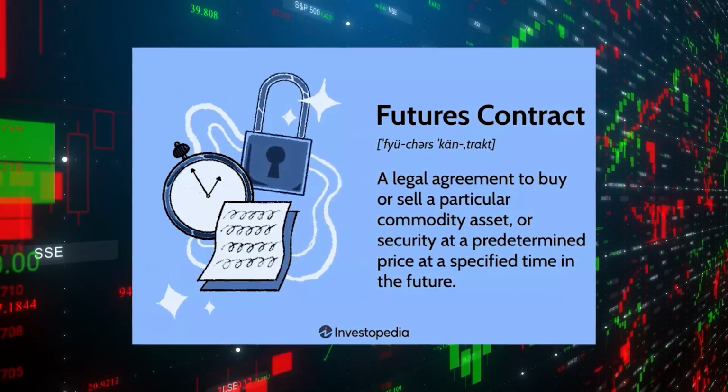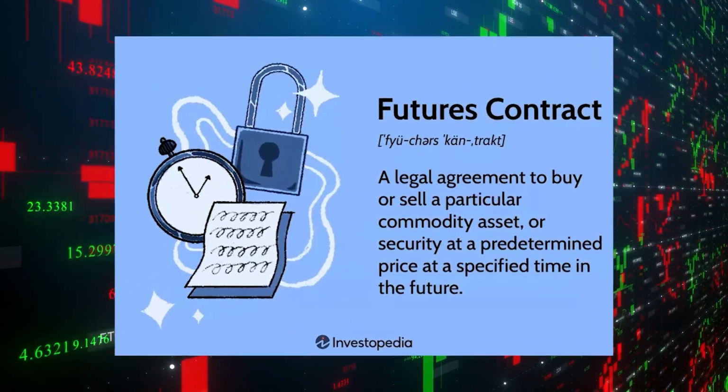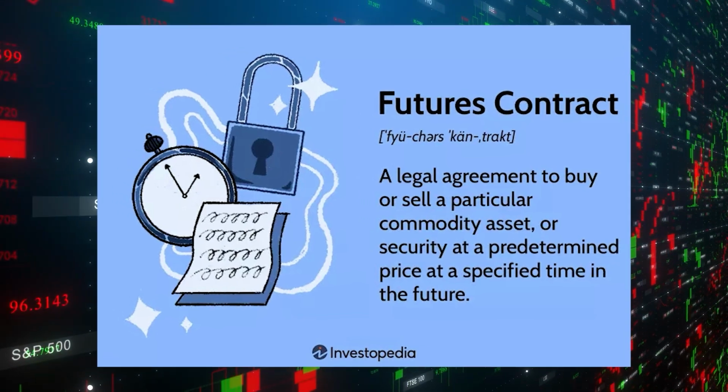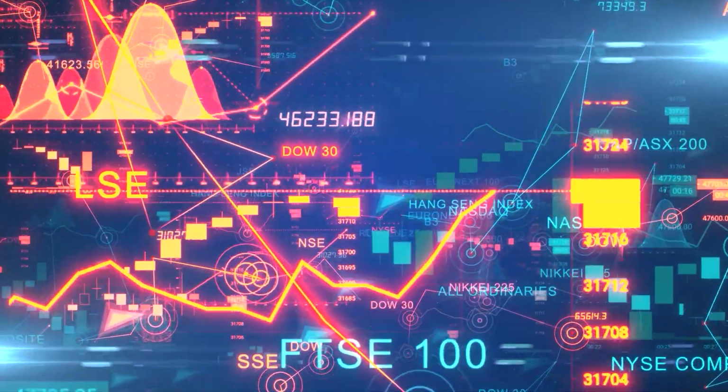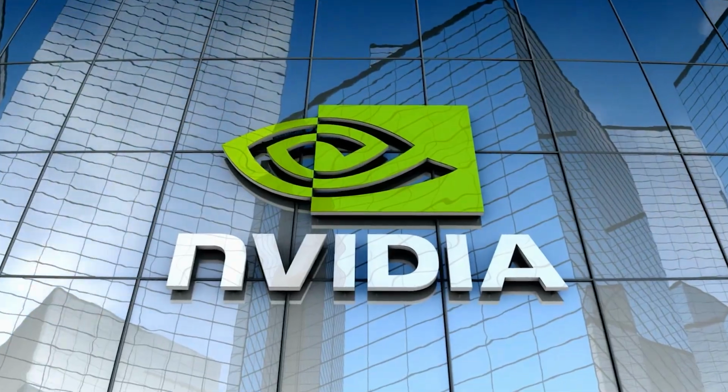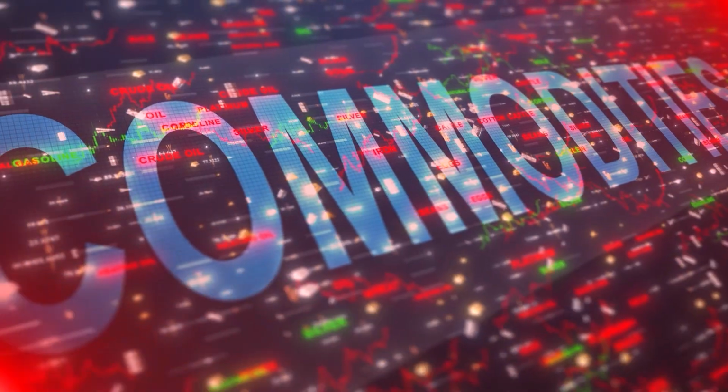Now, according to the interwebs, a futures contract is a legal agreement to buy or sell a particular commodity, asset, or security at a predetermined price at a specified time in the future. That's actually how a futures contract got its name. A buyer and a seller are agreeing on a price now for an underlying asset to be delivered in the future. Now, when I say underlying asset, I don't want you to think about equities such as Apple, Tesla, or even Nvidia. I want you to think about commodities, and there are a lot of them.